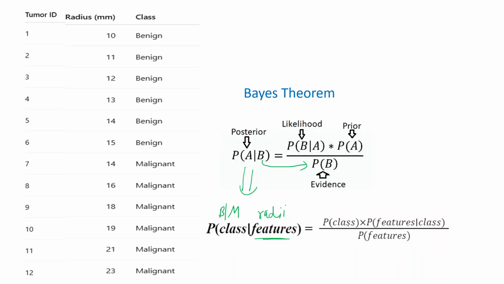Then what the Bayes theorem is asking is the probability of the class, that is the prior probability, and then the conditional probability, the probability of the features given the class, divided by the probability of the features, that is the evidence which has occurred.